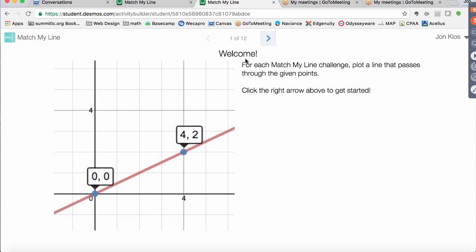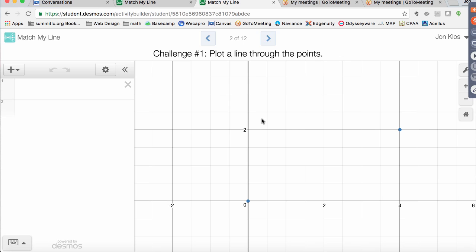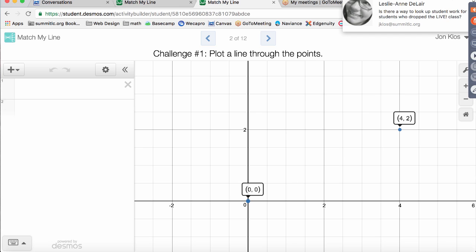So here we go. Welcome! For each Match My Line challenge, plot a line that passes through the given points. All right, let's get started. I've got a point right here, 4, 2. And we've got a point right here at 0, 0. And I need to figure out a linear equation that goes through those 2 points.